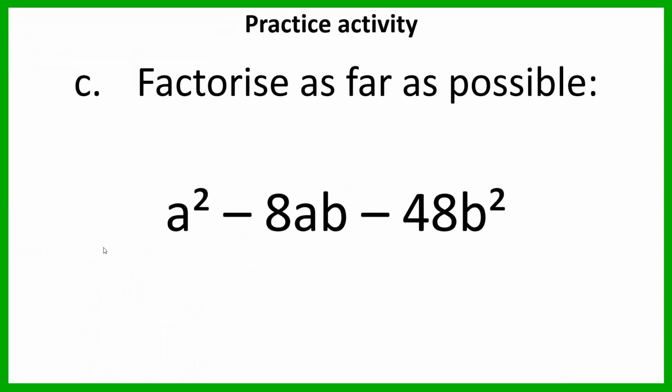In question C, you've got a squared minus 8ab minus 48b squared. Now this one looks different, and it might look a bit scary, but don't be scared by it. It's exactly the same thing as what you've been doing before. The only difference is now you've got this b and the b squared.